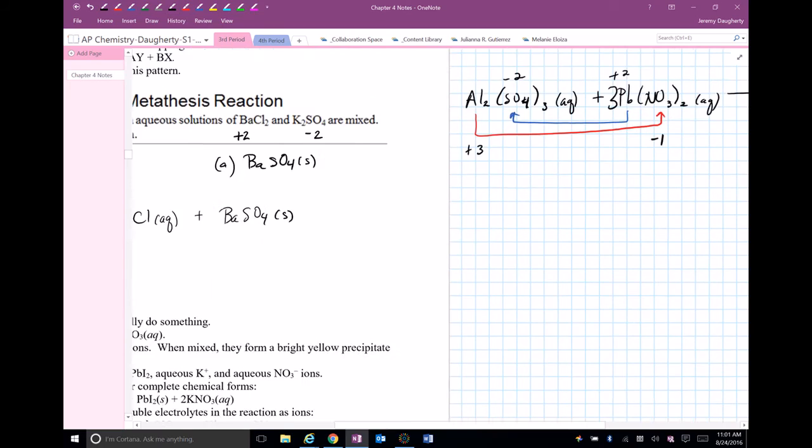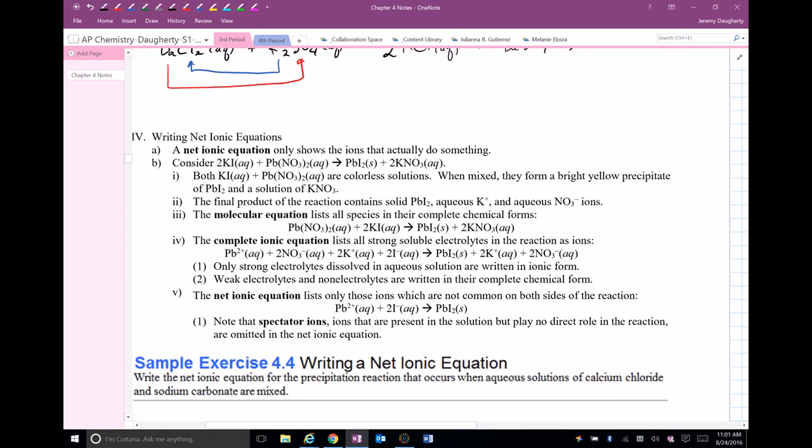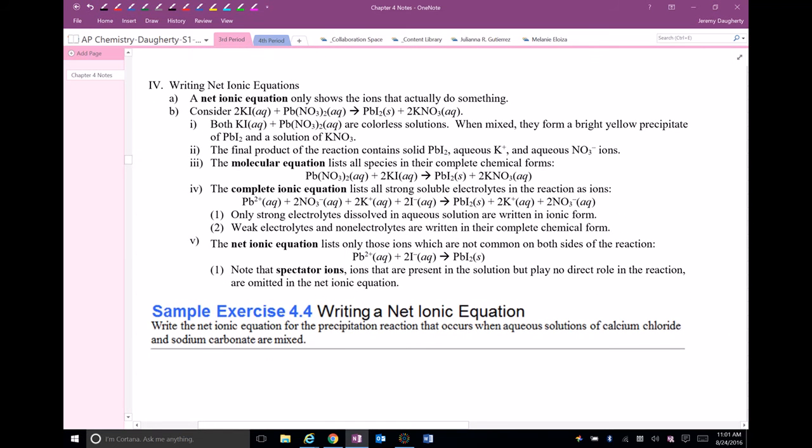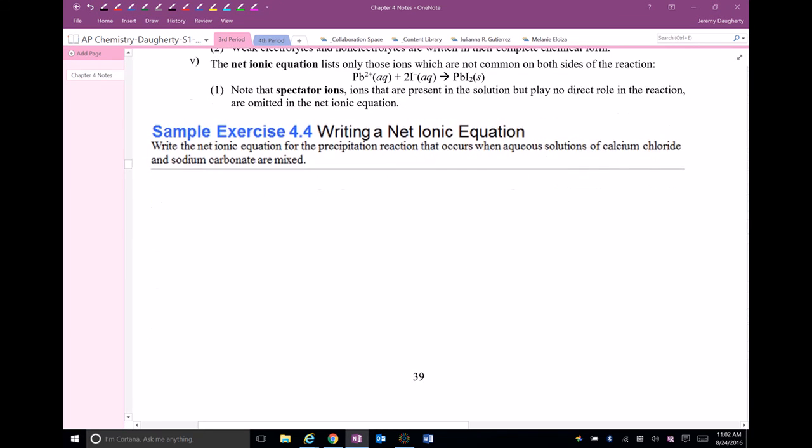All right. So then let's talk about the next part and we'll be done. And that is writing a net ionic equation. It's actually simpler than what the instructions tell you. It's just basically you break everything up into ions that can be broken up into ions, cross out what appears on both sides, bring down what's left over. All right, let's try it for the sample exercise 4.4 here.